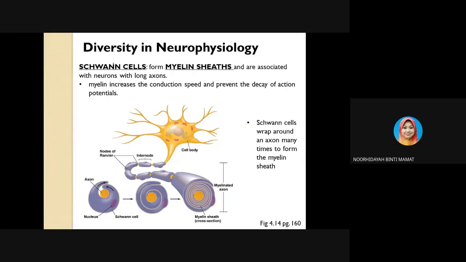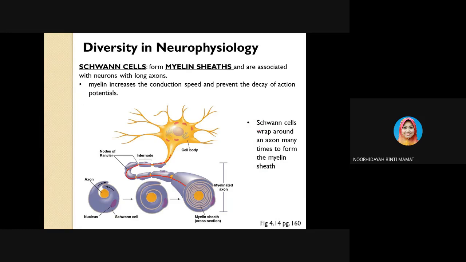So we go to the Schwann cells. The Schwann cells form the myelin sheath and are associated with neurons with a long axon. So this is the axon. These accessory cells, the glial cells, the myelin increase the conduction speed and prevent the decay of action potentials. So this is the function of Schwann cells.